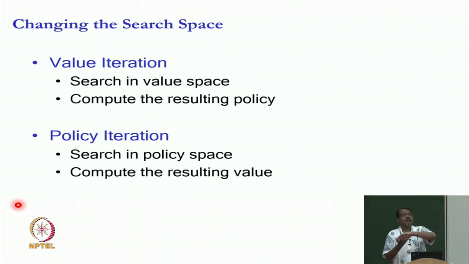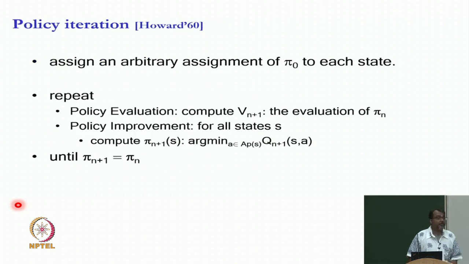So, why do not we flip it around? Instead of moving in the value space, let us move in the policy space. Then we may have to move a smaller number of times hopefully, and we will be able to get to our optimal policy sooner. That is the hope. So, instead of searching in the value space, let us search in the policy space. Instead of computing the resulting policy from a given value function, let us compute the resulting value from the given policy. This algorithm is due to Howard, going back to the 60s, and is called the policy iteration algorithm.